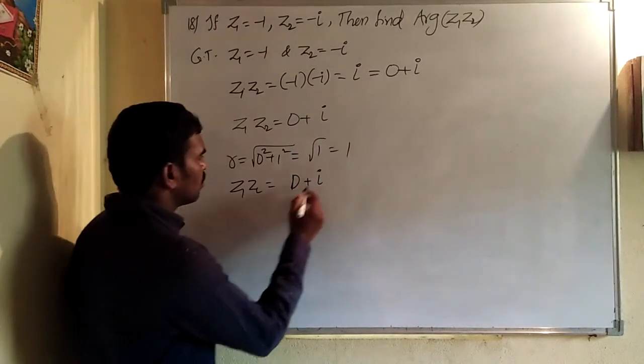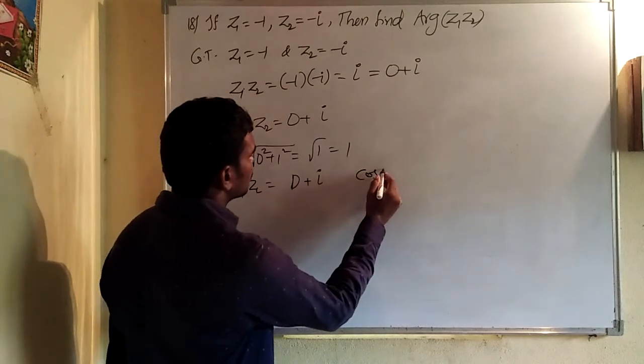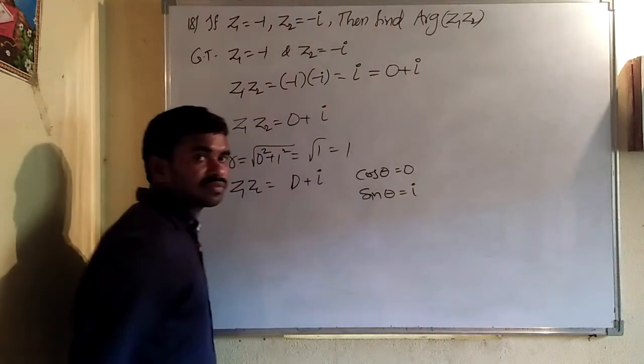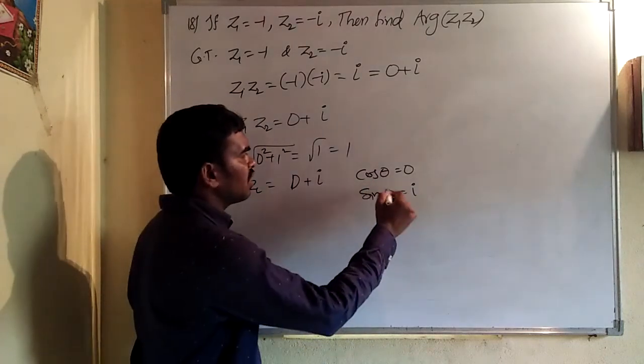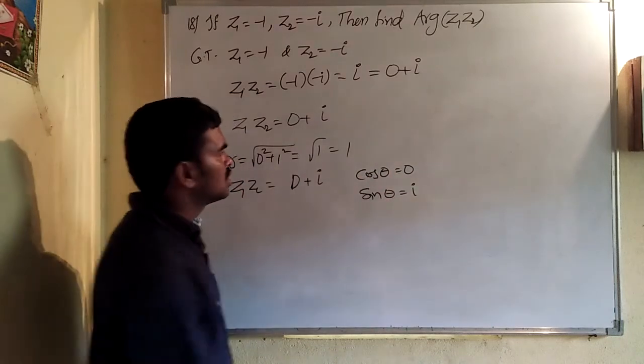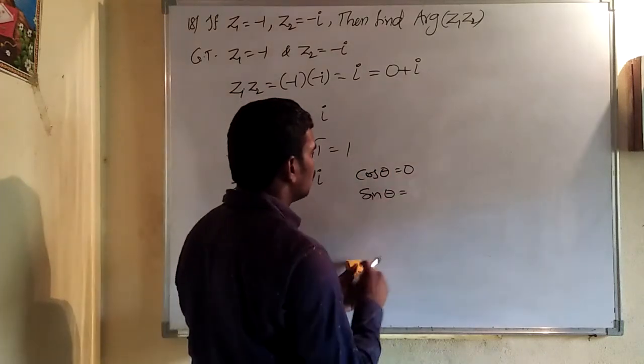Next, what is the cos value? Cos theta equal to 0, sin theta equal to 1. When theta value is taken, cos is 0 and sin value is 1.